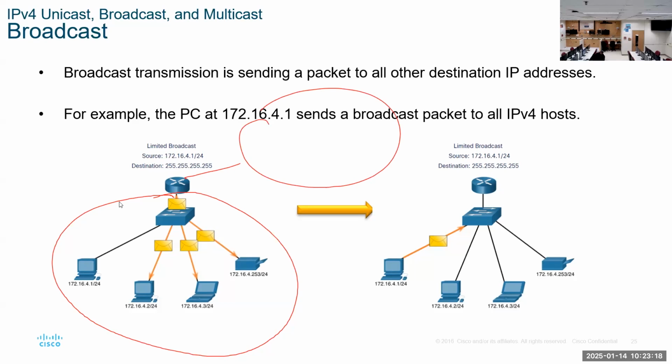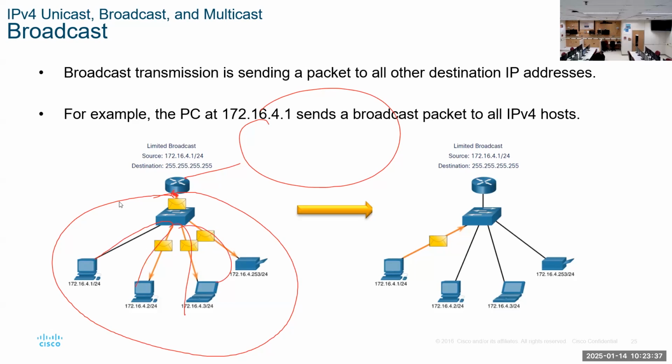And the router is the one who interconnects different networks together. Make sense? Okay, so in the case of broadcast here, it's from one sending to everyone on the same network only. So if I want to send it to everyone, I send it to one, and even this one is also on the same network.